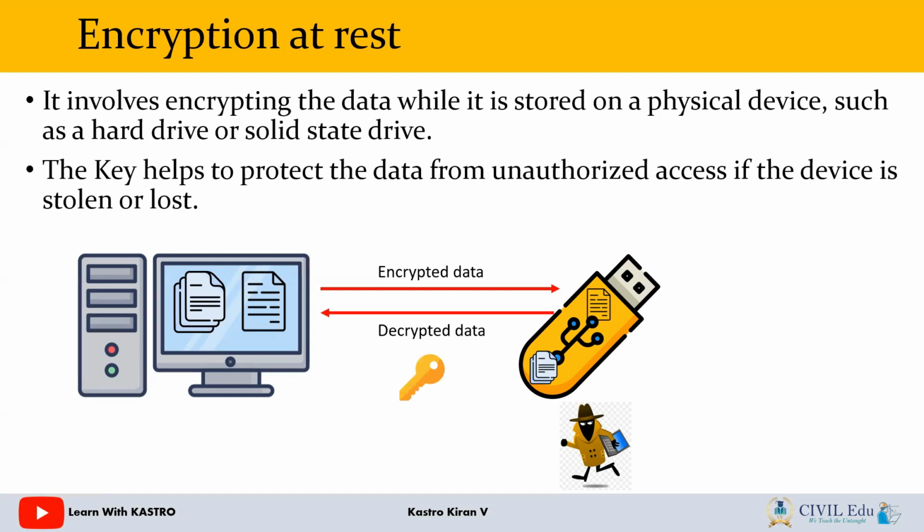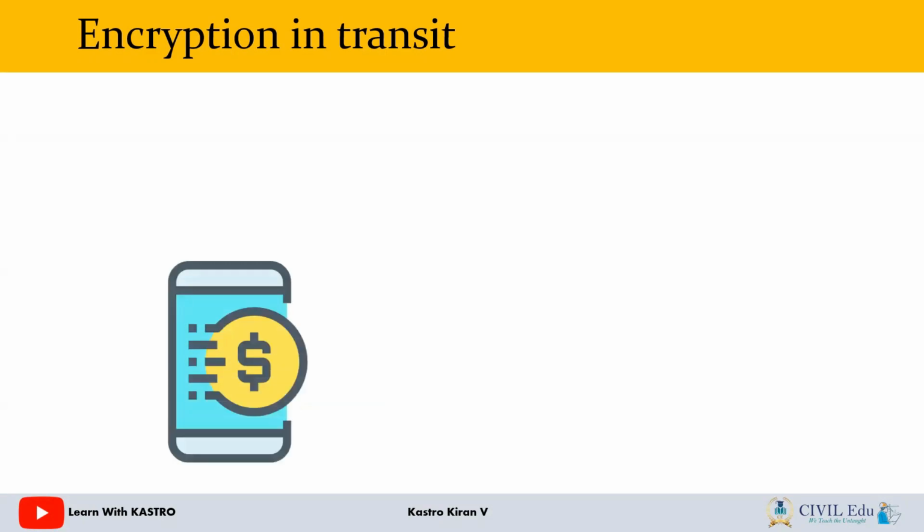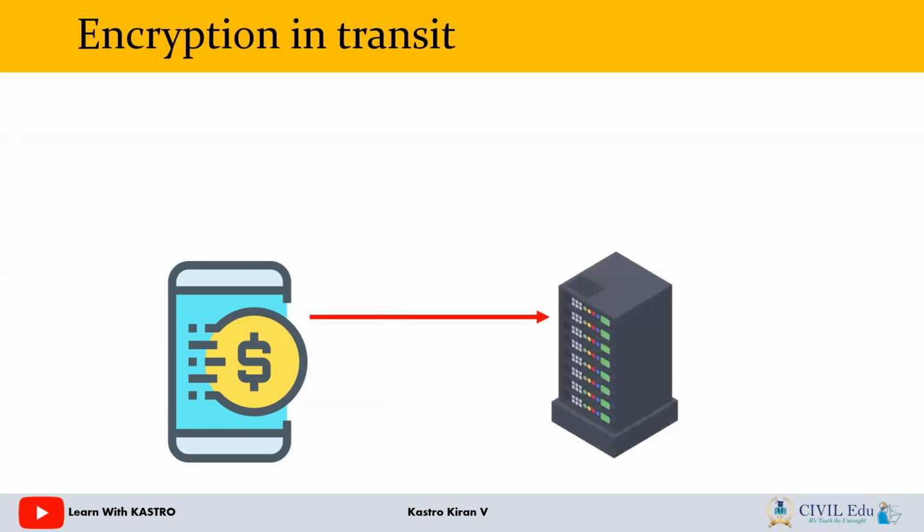And the second type of encryption is known as encryption in transit. Let us understand encryption in transit with a simple scenario. Let's say that you want to do some banking transaction using a mobile application. Now we know that for any application or website, there will be servers working in the backend.